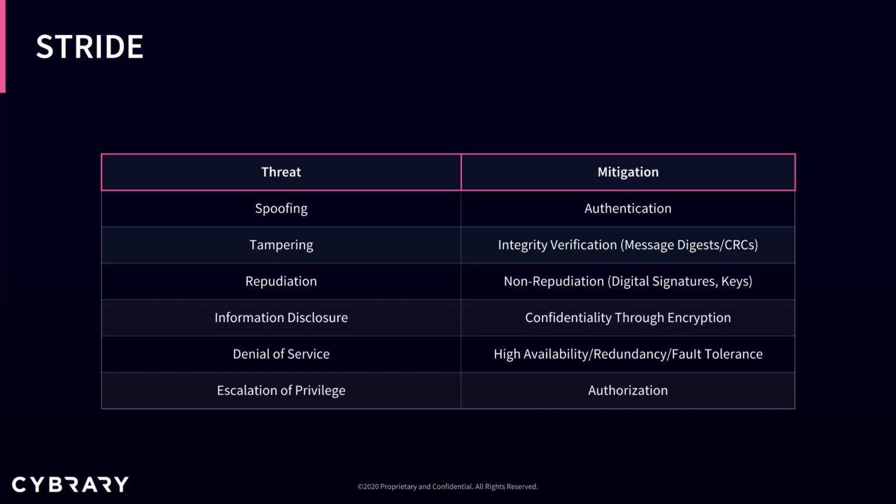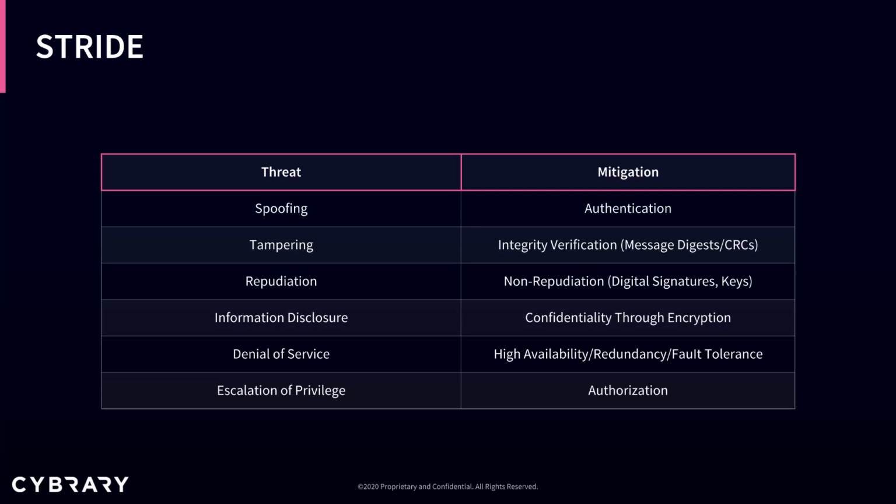Information disclosure is the I in STRIDE. This means the disclosure of sensitive information. We mitigate this through confidentiality and encryption. Denial of service is the next threat, and this is the D in STRIDE. Denial of service attacks are about rendering a service or server unavailable. This might be where you flood a server with illegitimate requests, so that it is so busy dealing with those requests, it can't handle legitimate requests.